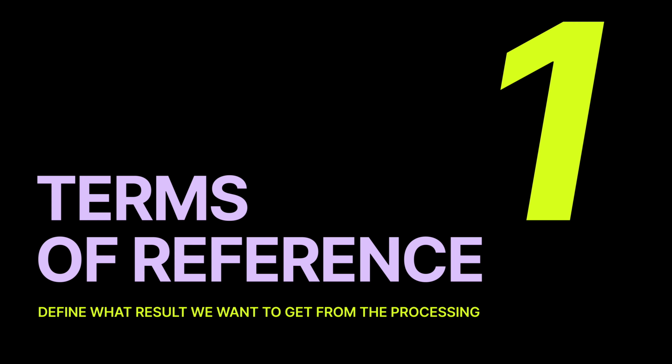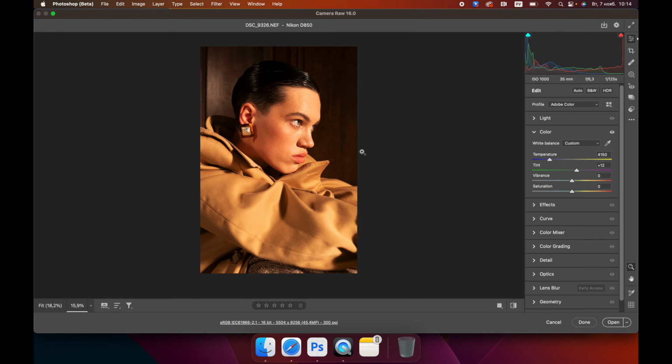The first stage of processing is always the terms of reference. This is your understanding of what result you want to achieve in processing. Before processing, it's important to decide what your shot is about, what mood and styling it has. Determine what is superfluous in the frame and what is the main thing. Also, it's worth understanding how you will work with colors and how you will give the frame a finished look. This is the main task of processing any frame, to reveal its strengths and remove unnecessary.